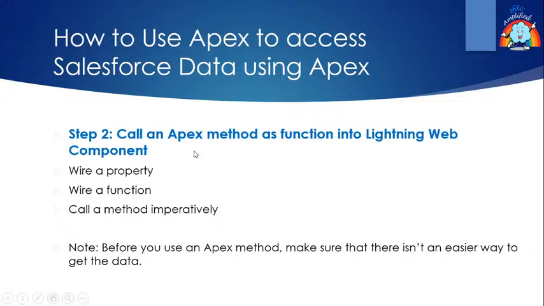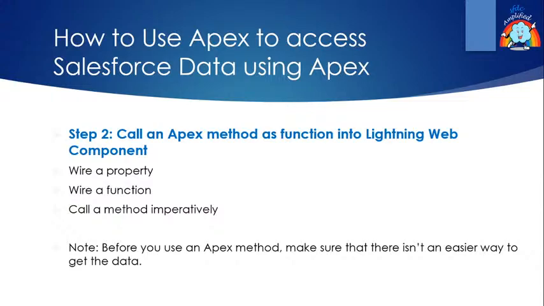So basically we are calling an Apex method. How do we do that? We can do that in three ways: via a property, via a function, and by calling a method imperatively. We have to note that before you use an Apex method, we have to make sure that there is no easier way to get the data. If there is an easier way where we don't have to write code, then we can use that.